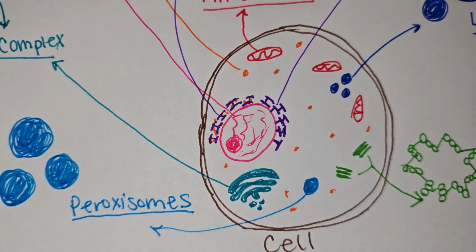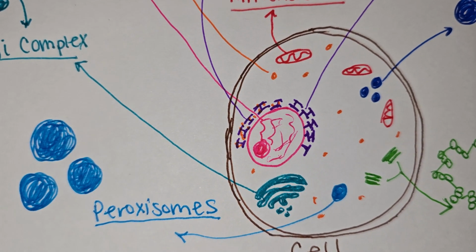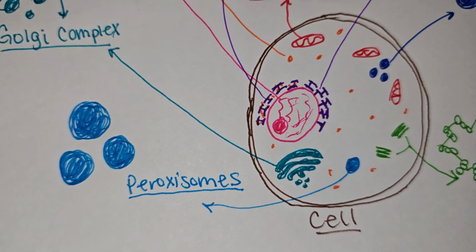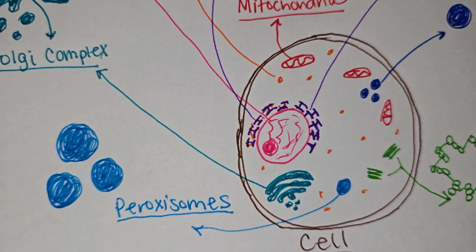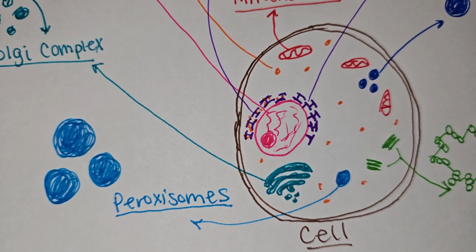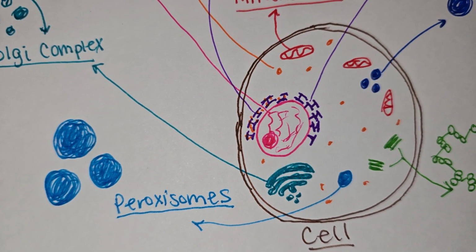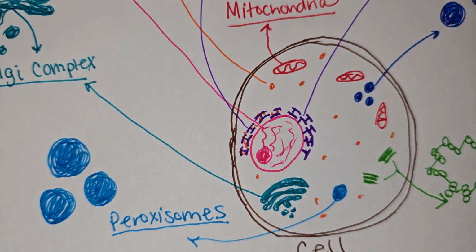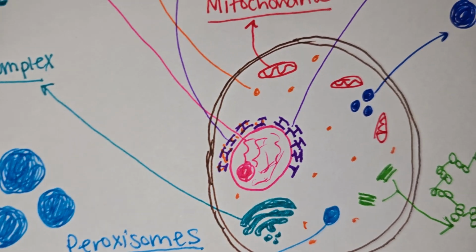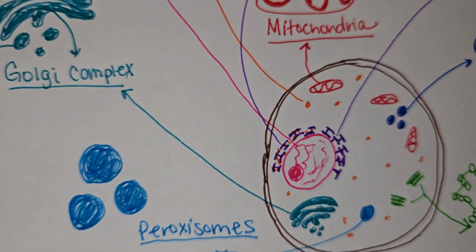Then you have peroxisomes. They resemble lysosomes in their similar structure. They help detoxify cortisol and are produced by the endoplasmic reticulum. I need to learn how to pronounce that one.